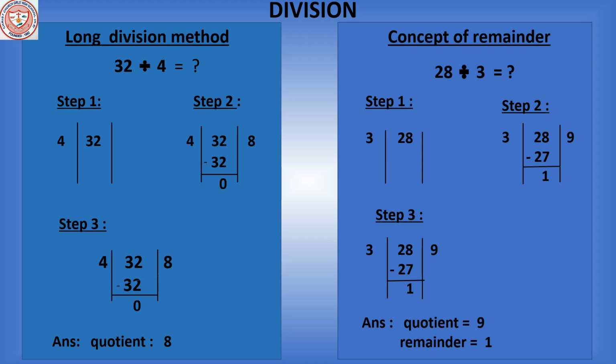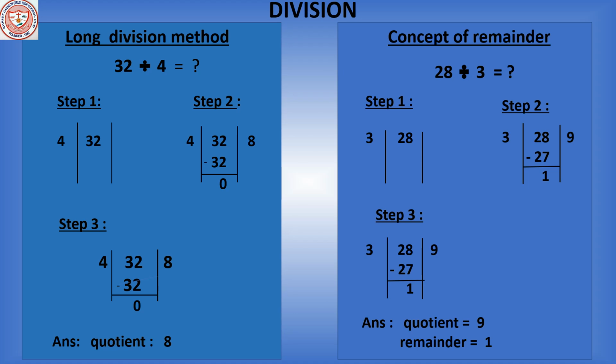So, we cannot subtract 30 from 28. But there is also 27, and it is the closest smaller number to the dividend. So, we can subtract 27 from 28. Now, step number 2.